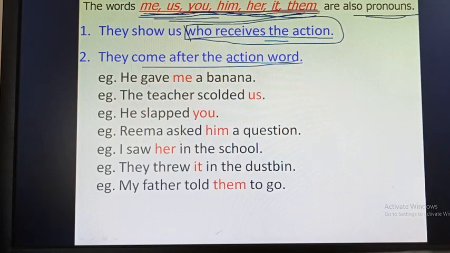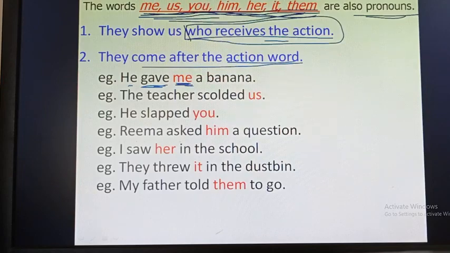Example 1: he gave me a banana. Gave is the action word and me is the pronoun. So remember, always after the action word the pronoun me will come. Me is the accusative pronoun which is coming after the action word, and me is the receiving person. Who gave me? He gave. After the action word comes me, and therefore it is receiving the action. On me the action is performed.